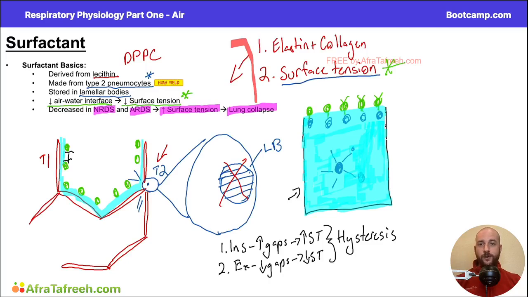Well, if we have decreased lamellar bodies, we're going to be storing less surfactant, which means we're also going to be secreting less surfactant. And if we have decreased surfactant, that means we're going to have increased surface tension, and then we're going to have alveolar collapse. And that was the answer. It was increased tendency for the alveoli to collapse.